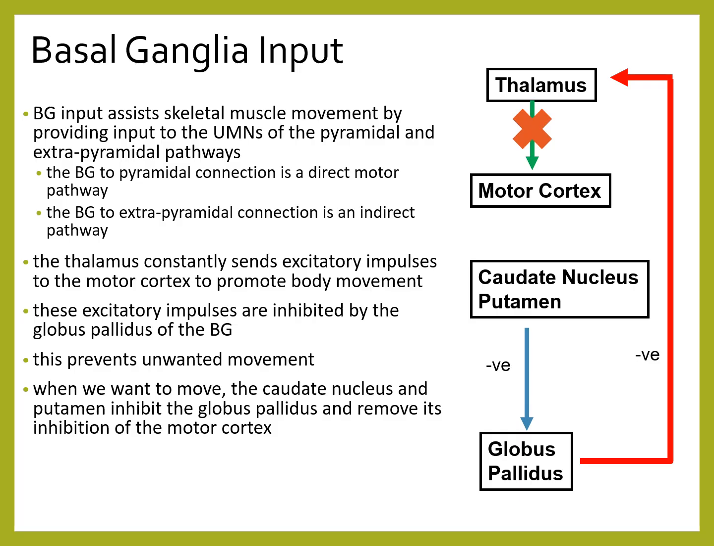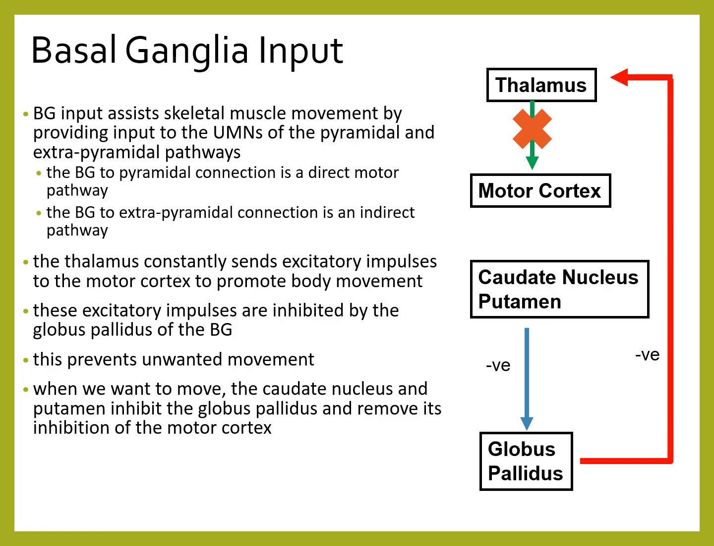The final level of control over lower motor neurons that I want to tell you about is the one that the basal ganglia provides. Input from the basal ganglia will assist skeletal muscle movement by providing input to the upper motor neurons of the pyramidal and extrapyramidal pathways. The basal ganglia to pyramidal connection is considered to be a direct motor pathway, and the basal ganglia to extrapyramidal connection is an indirect pathway.